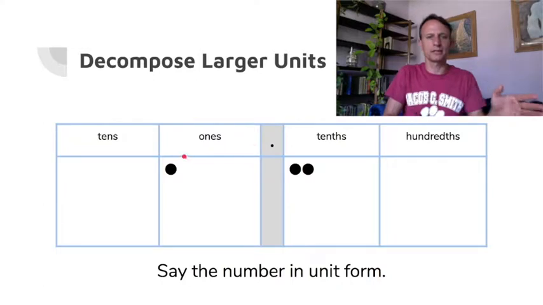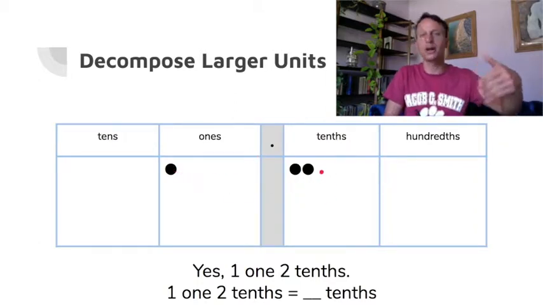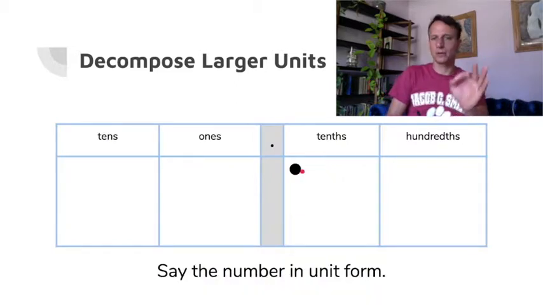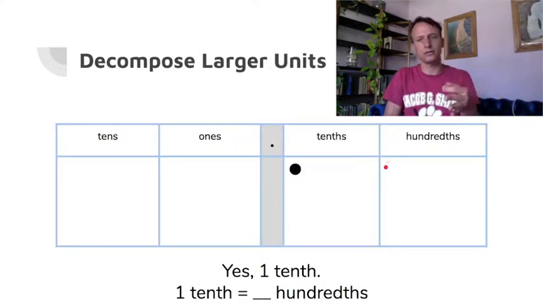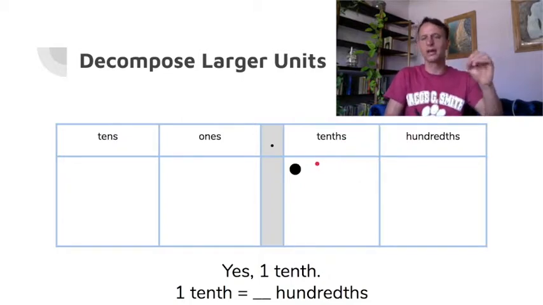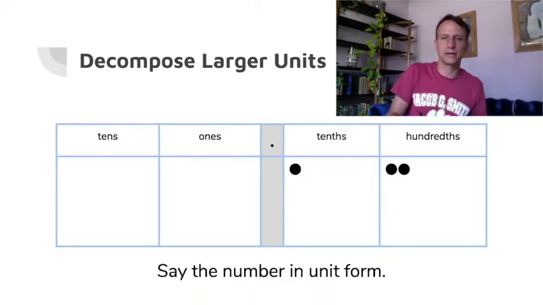How about this? 1, 1, 2 tenths. What would that be all in tenths? Bring this over. You now have a total of 12 tenths. How about now? We have 1 tenth. Very good. How many hundredths is that? And be careful, there's a tendency to say 100, because we were just saying 10 tenths. But think about it, a dime is how many pennies? It is indeed 10 hundredths, 10 cents, 10 pennies.